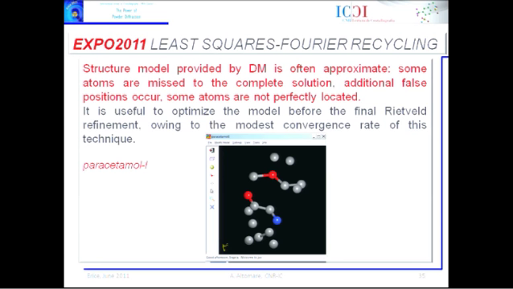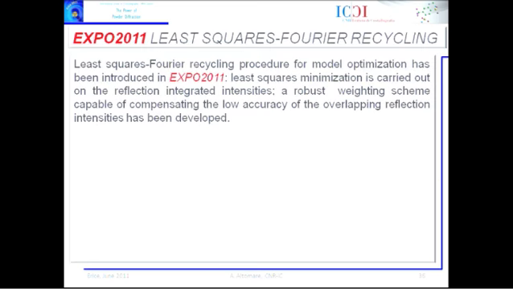We see it is not interpretable. In a posteriori analysis we can check that some atoms are quite correctly located, but of course false positions are present and some other positions are far away from the true ones. So it is necessary to improve this model. It is not possible to refine this model by the Rietveld method. And so we have developed an automatic least squares Fourier recycling procedure for optimizing the direct methods model.